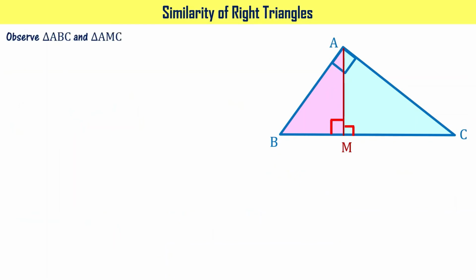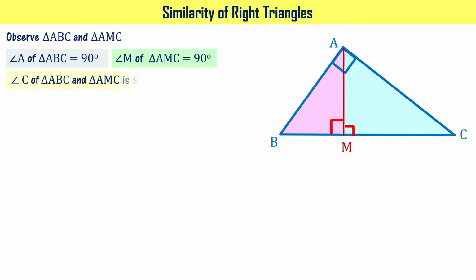Let us observe triangle ABC and triangle AMC in the figure. As you see here, angle A of triangle ABC is 90 degrees, right? And angle M of triangle AMC is also equal to 90 degrees. And as you see here, angle C of triangle ABC and triangle AMC is the same. It means two of the angles of one triangle, that is triangle ABC, are equal to two of the angles of another triangle, that is triangle AMC, right? So we can apply the AA criterion of similarity of triangles. It says that triangle AMC is similar to triangle ABC.